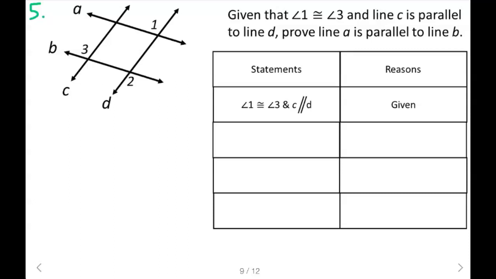All right, mathematicians, I'm back. We're going to do three more proofs dealing with parallel lines.